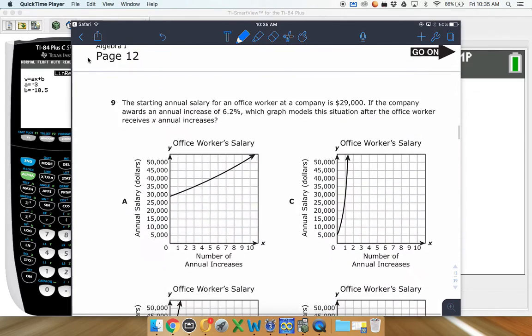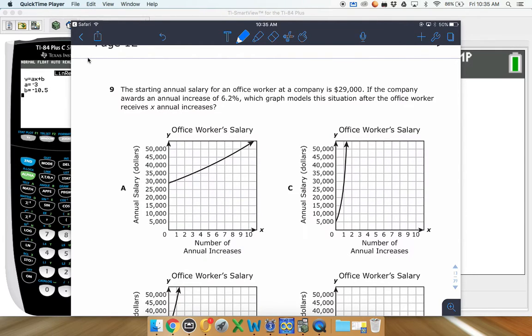Okay, number 9 here. What do we got here? The starting annual salary for an office worker at the company is $29,000. Well, that's not very good. All right, anyways, if the company awards an annual increase of 6.2%, which graph models the situation after the office worker receives an x annual increase?